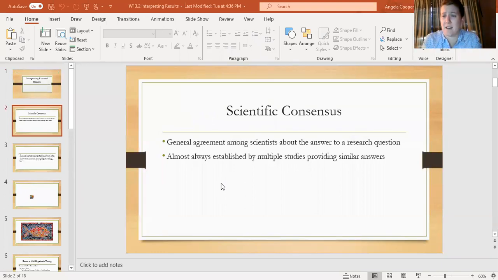Having scientific consensus means that there's just an agreement among scientists about an answer to a research question. And this is established through multiple empirical studies providing similar answers. So this isn't just one or two studies or a handful, this is possibly hundreds of them. And they're all coming to the same consensus of, hey, this relationship is present, or here is the answer to the research question in question.